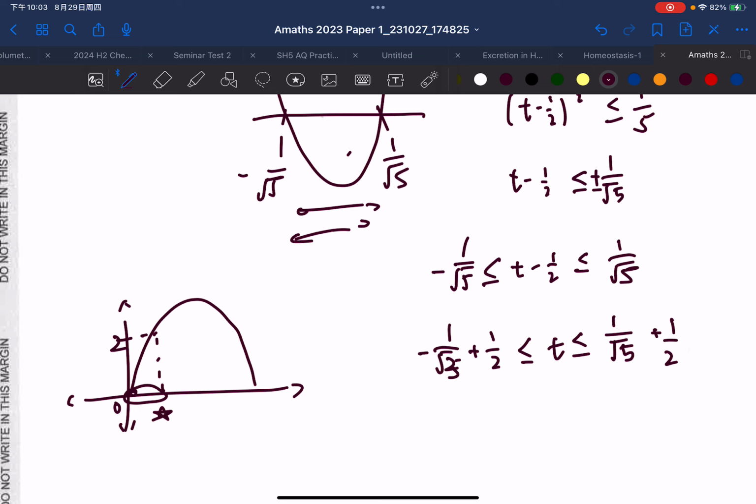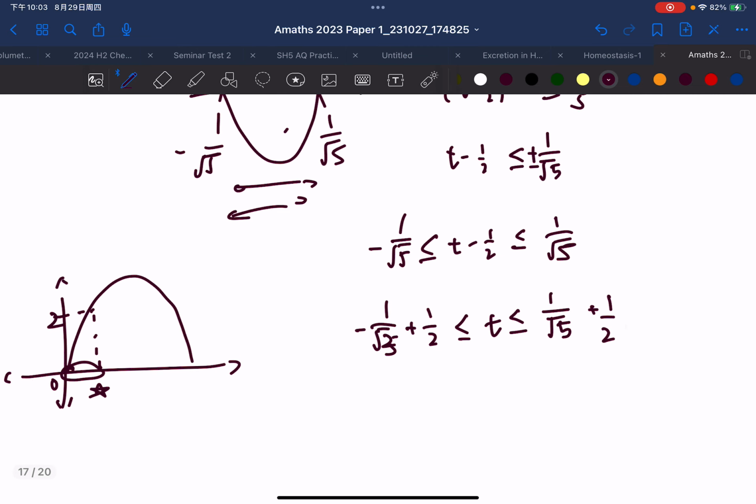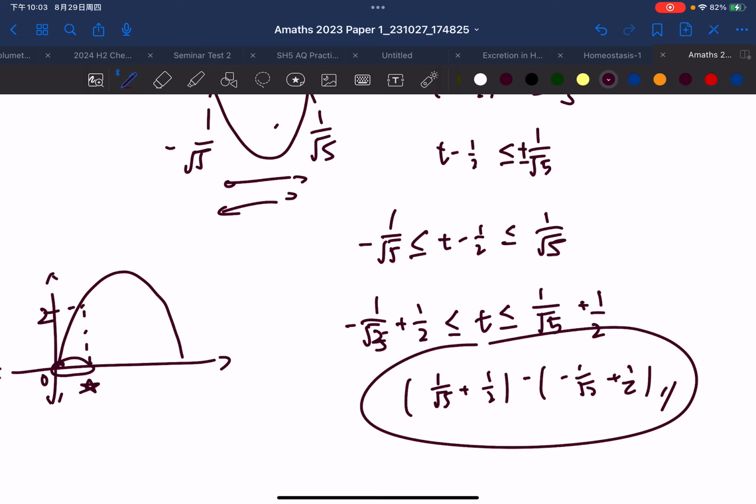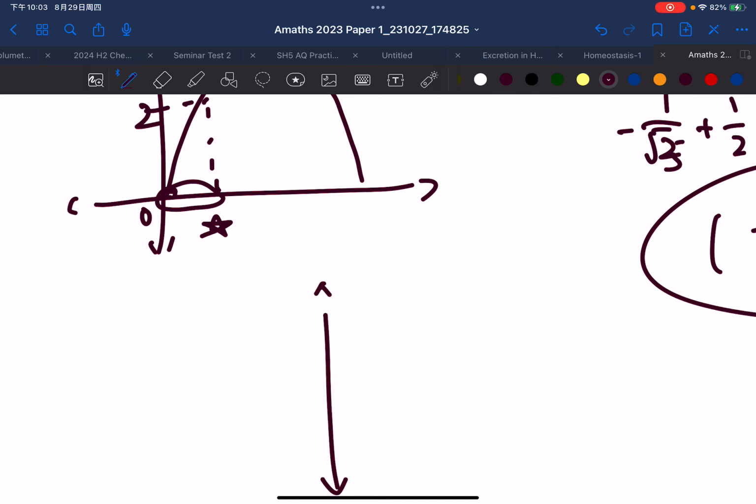So it's basically you just need to find the distance between 2 variables. So distance is always the larger minus the smaller one. So it's just this. Okay, if you cannot understand, I will do a more detailed explanation.